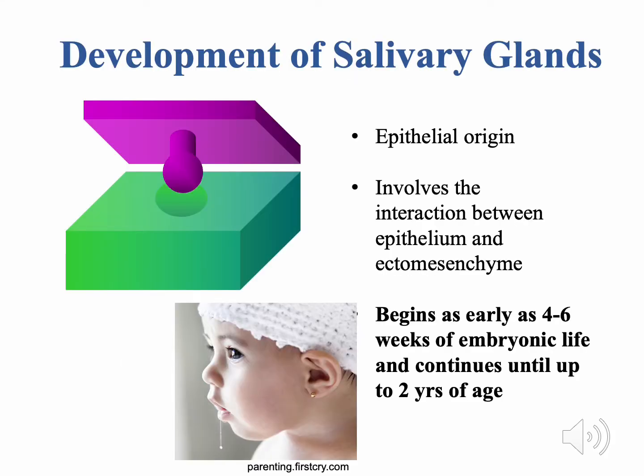The development of salivary glands begins very early in embryonic life, so roughly around 4 to 6 weeks. And this development is dependent on the epithelium being stimulated by the ectomesenchymal tissue. Now, interestingly, this same interaction is quite important in tooth development as well, as we'll learn later on in the term. Salivary glands continue to develop until we are roughly 2 years of age.